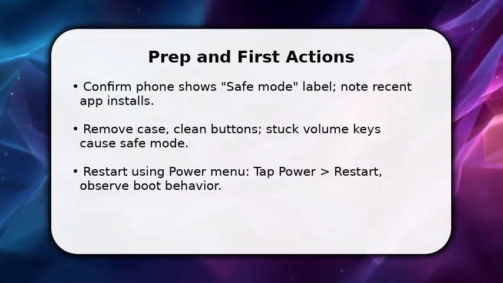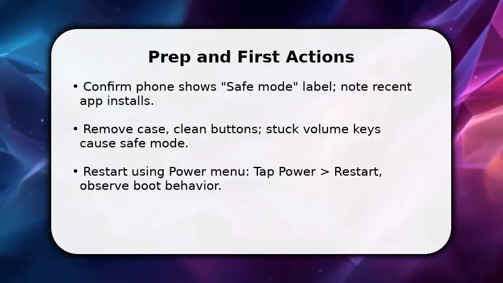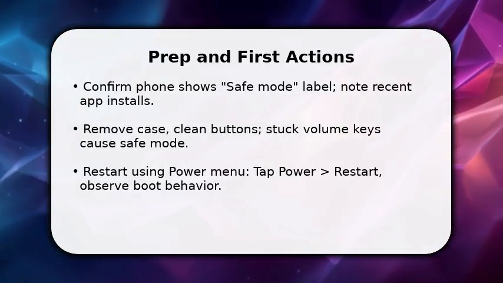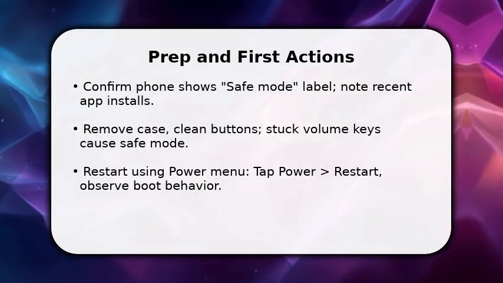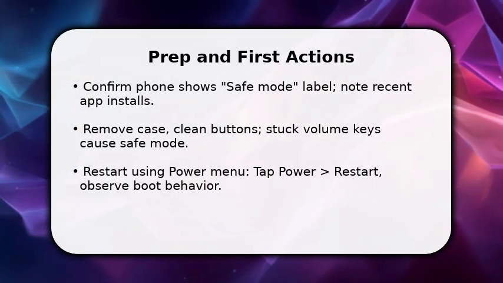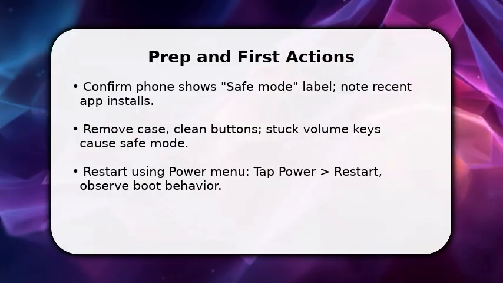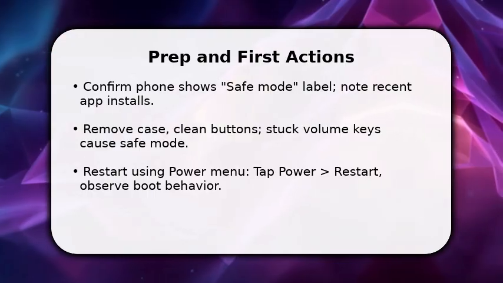You start now. Confirm the safe mode label at the corner so you know the phone actually booted that way. First, remove any case and inspect volume keys. A jammed key is a common cause and mechanically forces safe mode. Next, use the power menu to restart the device.